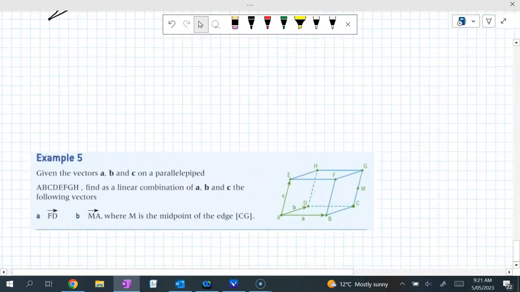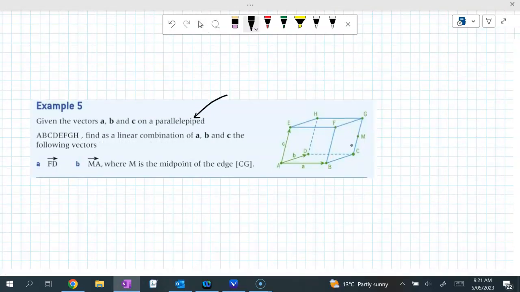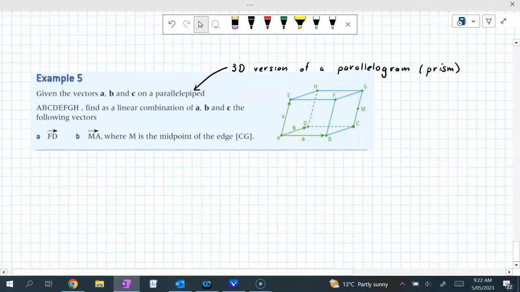Okay, alright. And then the last one, we're given a parallelepiped. Now, you probably haven't come across that, but it's a 3-dimensional, it's a 3D version of a parallelogram. And it's a prism. So if you think about it, something like a rectangular prism or a cube are 3D versions of rectangles or squares, which are prisms. This is the same idea, it's just a 3D prism version of a parallelogram. Okay, so we've got it there.